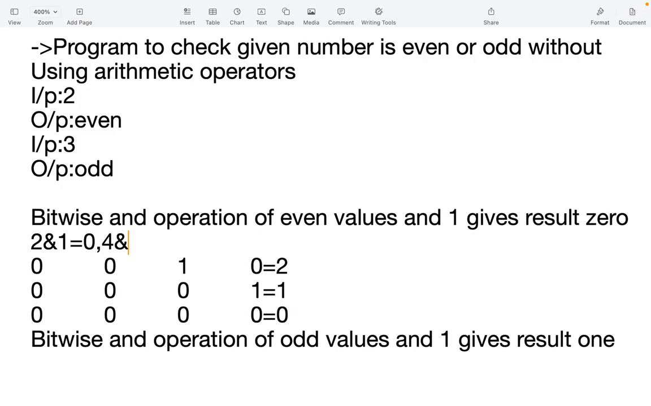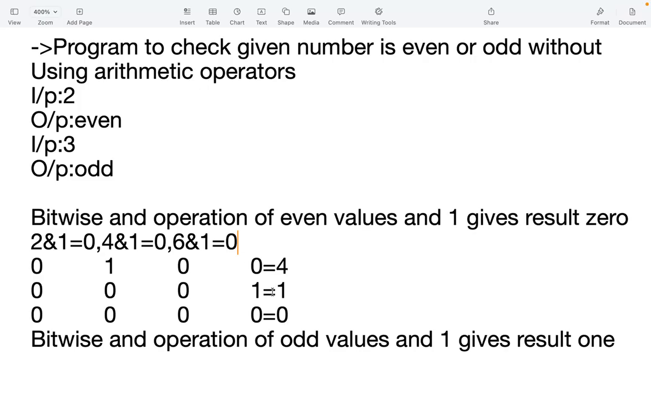Let us check for another even value now, 4 and 1. So 4 in binary form is 0100 here. And again, you'll get the same result. Based on this, you can understand that for all even values, the AND operation with one gives the result 0.